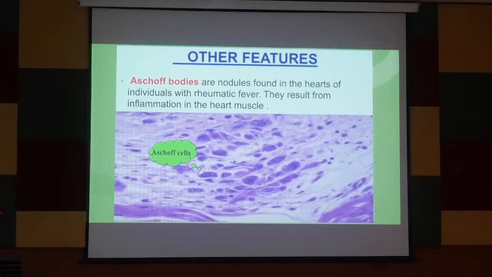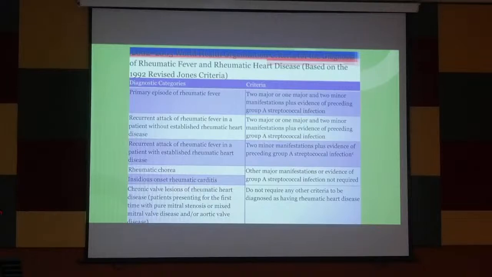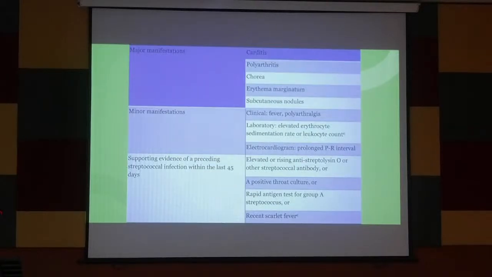So the insult occurs, and the Aschoff cell is very rarely found nowadays, because you can't get a biopsy of the heart until you are dying. So this picture is very rare to get nowadays. The revised Jones criteria we told earlier.